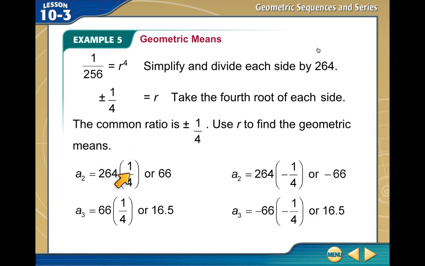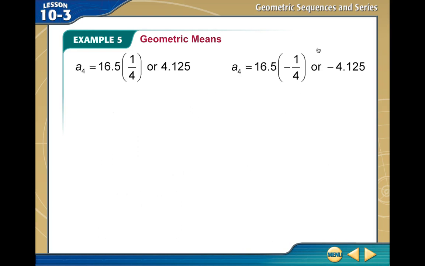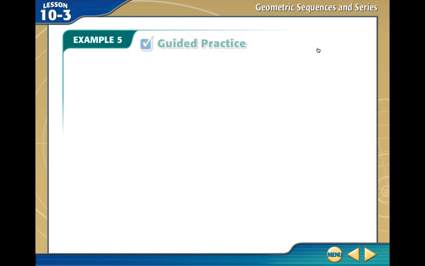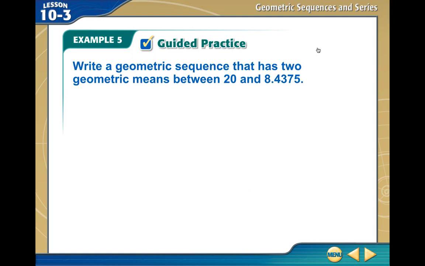All right, and so from there I can generate which one makes the most sense. I have two different ones because I have a square root. I have a plus or minus 1/4, and as I go through it, we have our values, and then we go from there. So again, the key part is setting up the first part, determining r, and then using that value to generate your other expressions. Now you are going to figure out how this works. You set up your expression where you have a geometric sequence, and you have 20 and 8.4375, and there's 2 spaces in between there.